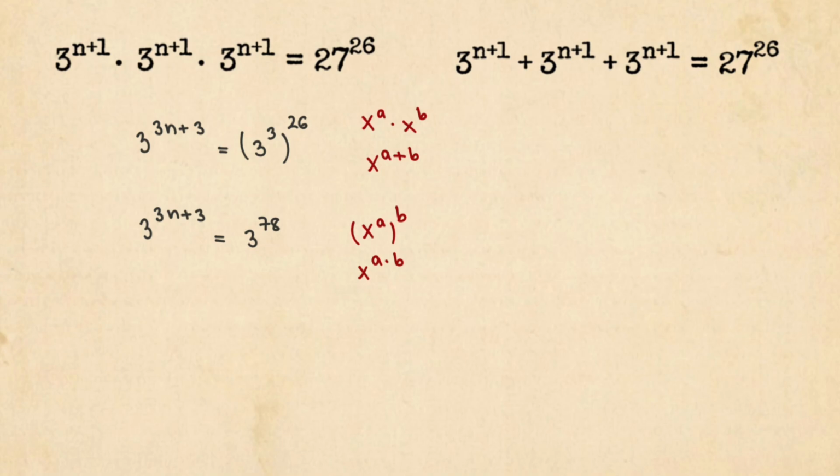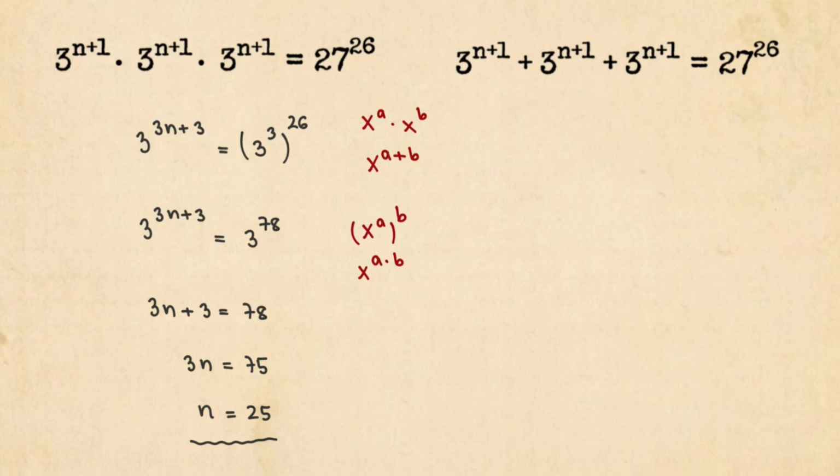78. We could have used this rule for the left side too, since we have the same term, 3 to the power of n plus 1, multiplied 3 times. This gives us 3 to the power of n plus 1, all cubed, and using the power to power rule, we would get the exact same result. Since the two sides are equal and the bases are the same, the exponents need to be equal too. This gives us 3n plus 3 equals 78. Subtract 3 from both sides and then divide both sides by 3 and we get our first answer. n equals 25.